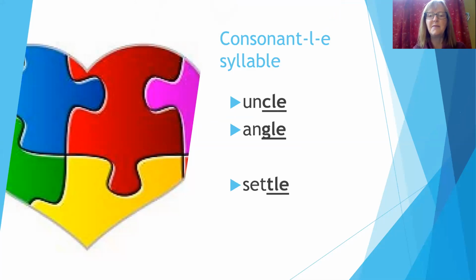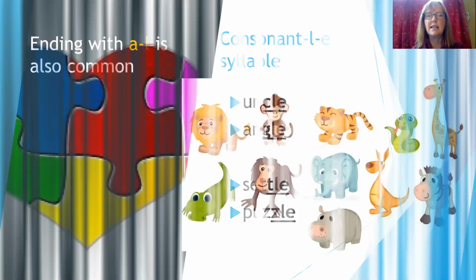Settle, T-L-E. Puzzle, C-L-E. There are some consonants that we cannot add the L-E spelling to at the end of a word. And those include, we never see M-L-E, N-L-E, R-L-E, V-L-E, or W-L-E. Those are no-nos in the English language. So then we know right away, if we can remember M, N, R, V, W. Did I miss one? No, I don't think I did. So if you can remember, those are the 5 consonants that cannot be followed by that L-E. So then we have to think of a different way to end those, and let's look at some of those.